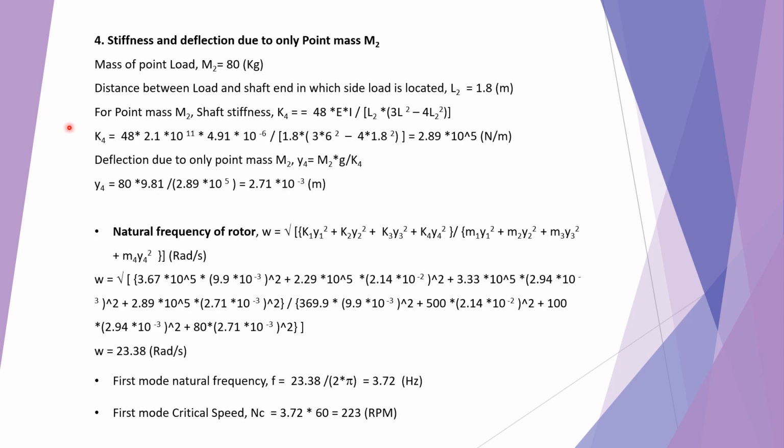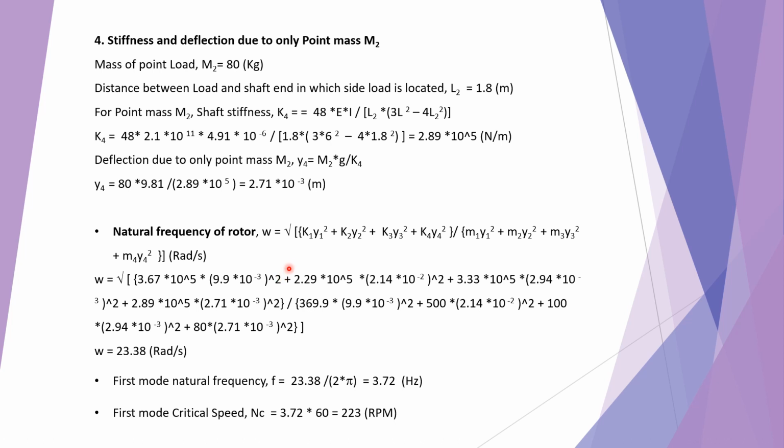Now point number 4, stiffness and deflection due to only point mass M2. So point mass M2 is 80 kg, distance between load and shaft end L2 is equal to 1.8. For point mass M2, shaft stiffness after putting all these values is coming as 2.89 into 10 to the power 5 Newton per meter, and deflection is coming at 2.7 into 10 to the power minus 3 meter.